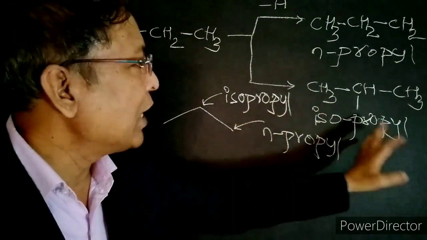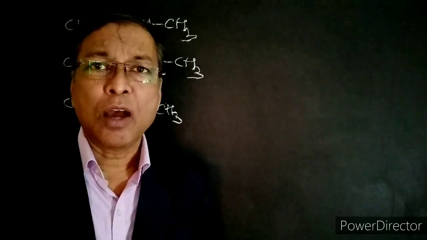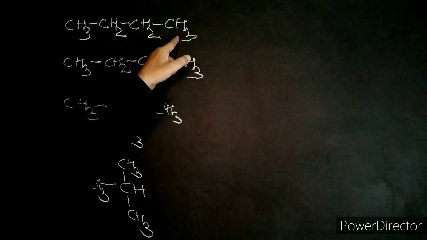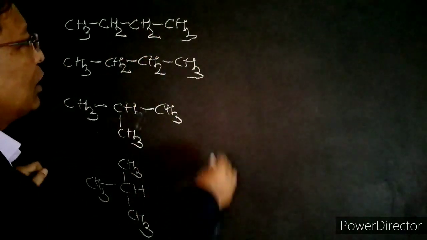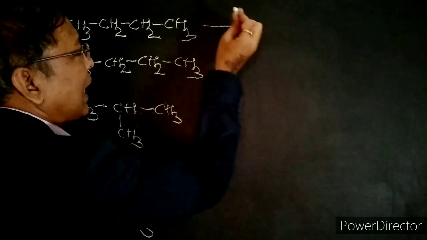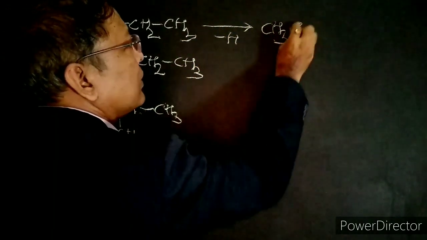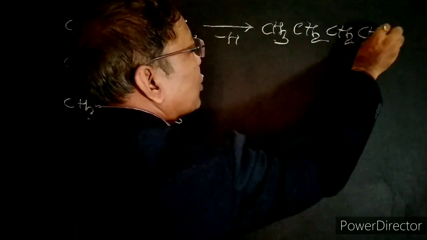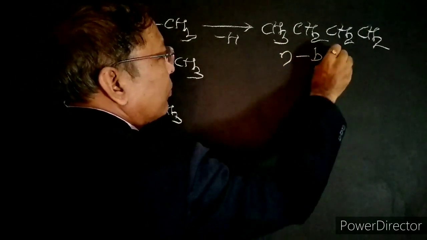Therefore, this is isopropyl. In the case of butane, we can have four types of alkyl groups. This is butane. If a hydrogen atom is replaced from the terminal carbon atom, then we get CH3CH2CH2CH2. This is called the N-butyl group.